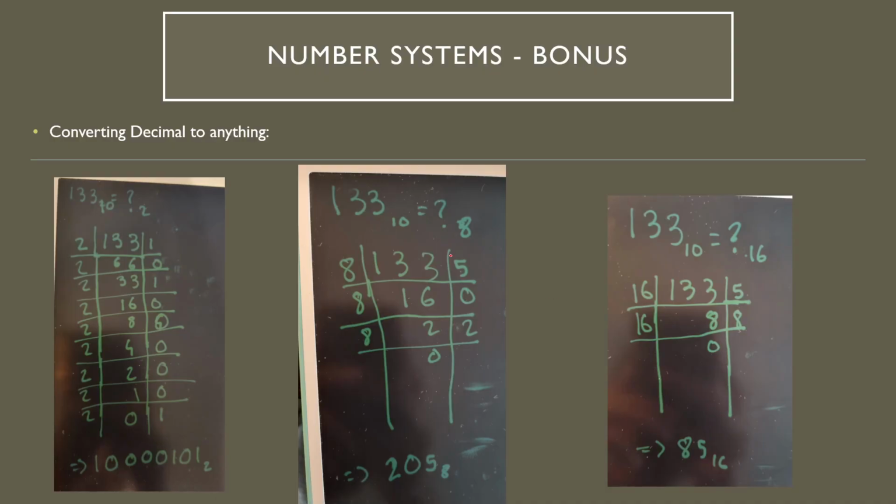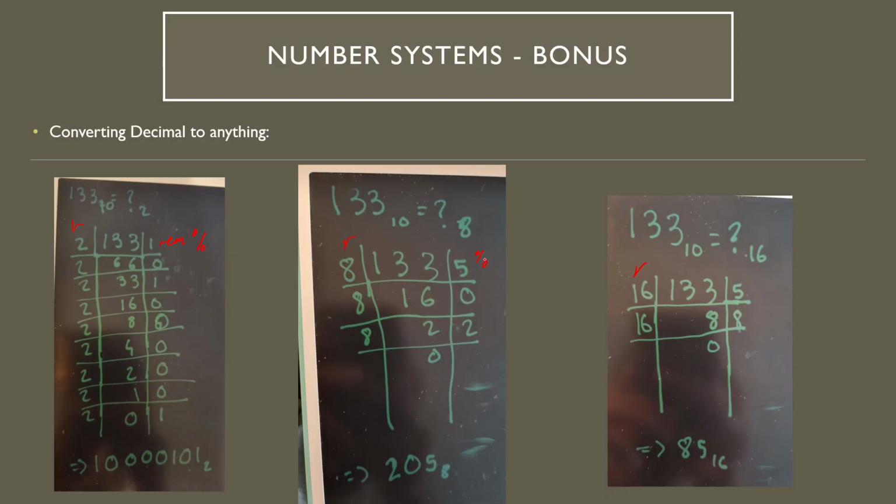A quick bonus: in this course, you're only supposed to know how to convert things to decimal. However, you can also learn how to convert decimal to anything. It's not very hard. All you have to do is put down the number and repeatedly divide by the radix of the base you're trying to target, and keep track of the remainder.